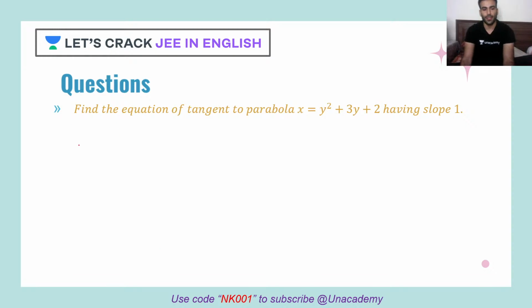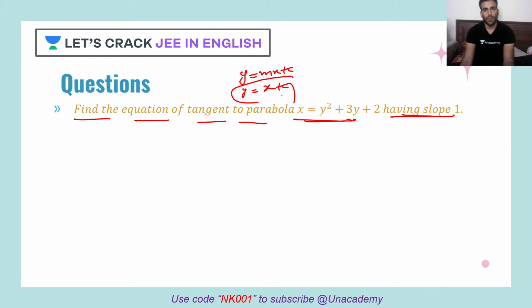So let's solve this question, SYM 24. So what it says, find the equation of tangent to the parabola having slope 1. Correct. So let's say my tangent is y is equal to mx plus c, where your m is 1. So it becomes x plus c. Correct. So let's directly put the value of x and get the equation in y only. So y square plus 3y plus 2 is equal to x. So x can be written as y minus c. So it becomes y square plus twice of y plus 2 plus c is equal to 0.